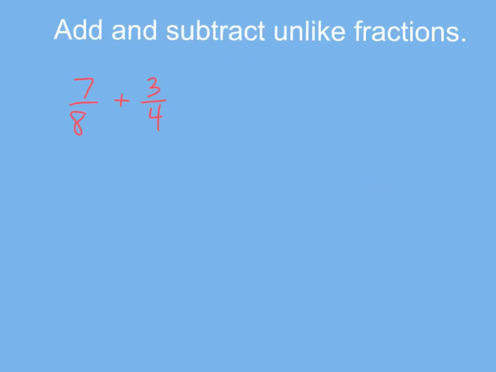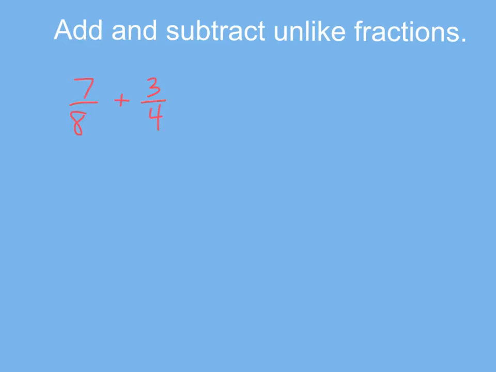Sometimes you'll be asked to add or subtract fractions where the denominators are different, like they are here. Those are called unlike fractions. When I have unlike fractions, my goal is to get both of the denominators the same.